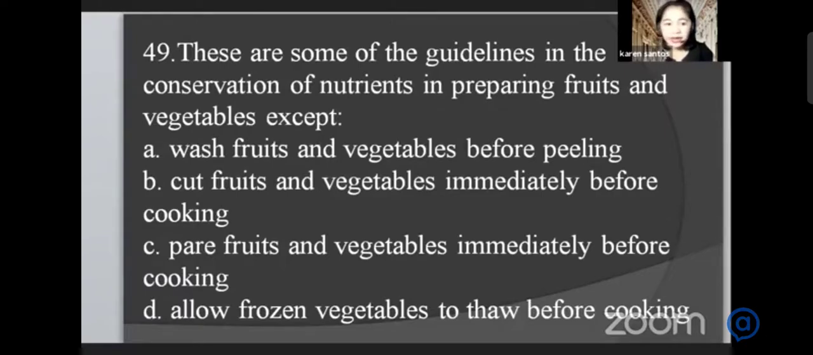All right, so the correct answer in this question is letter D, allow the frozen vegetable to thaw before cooking. A frozen vegetable should not be defrosted because they can lose their crunchy texture, and defrosting frozen vegetables can cause them to lose the flavor and also the nutrients, especially if you defrost them a day or two prior to cooking. So the correct answer is letter D.